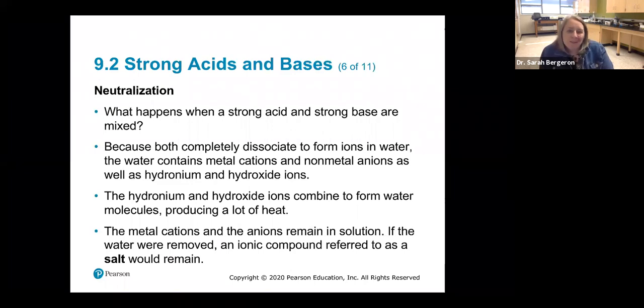Okay, so what happens if you take a strong acid and add it to a strong base? Well, they're actually going to both completely dissociate. And so you would have those ions in water. You'll have the metal cations and the non-metal anions. Then you'll have hydronium ions and hydroxide ions, right? Hydronium is H3O+, hydroxide is OH-. The hydronium and the hydroxide ions are going to combine and form water. So you'll get 2 molecules of H2O.